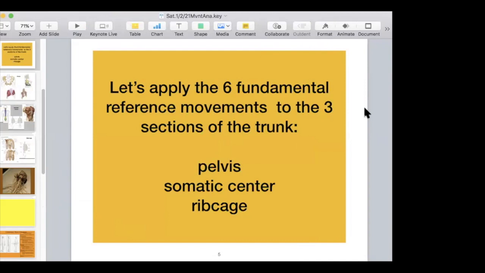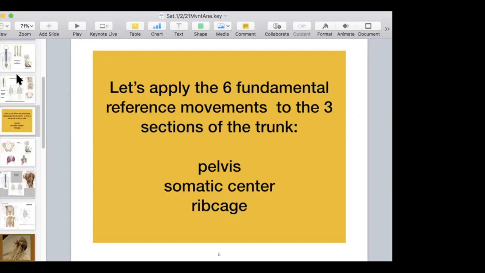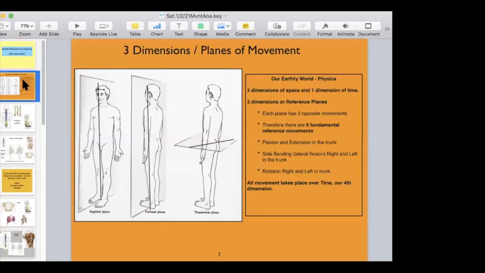Hopefully you're seeing a slide. Whoops, that's the wrong slide. Hopefully you're seeing this slide and it says three dimensions or planes of movement. In our three-dimensional world, we have three dimensions of space and one dimension of time, which means all movements we do take place over time. When you're translating dimensions into movement, you look at the reference planes. A dimension has a reference plane, and we have three of them.